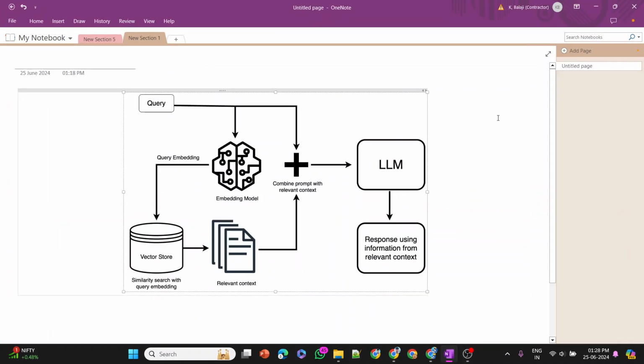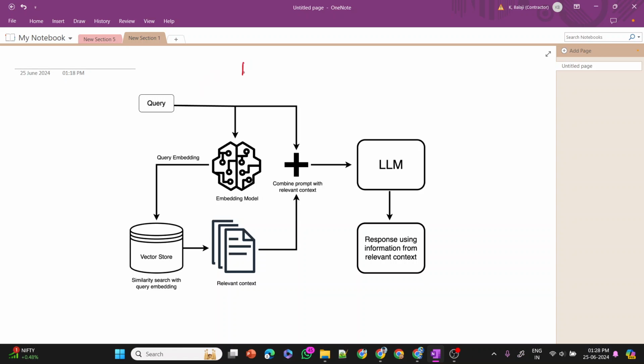Hello friends, today we are going to see another topic related to generative AI, that is RAG. What is meant by RAG?